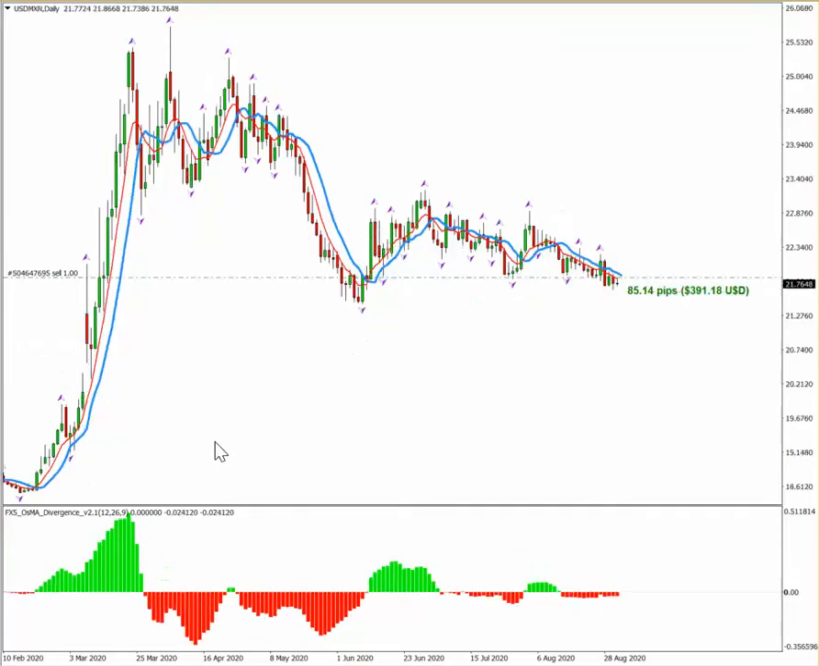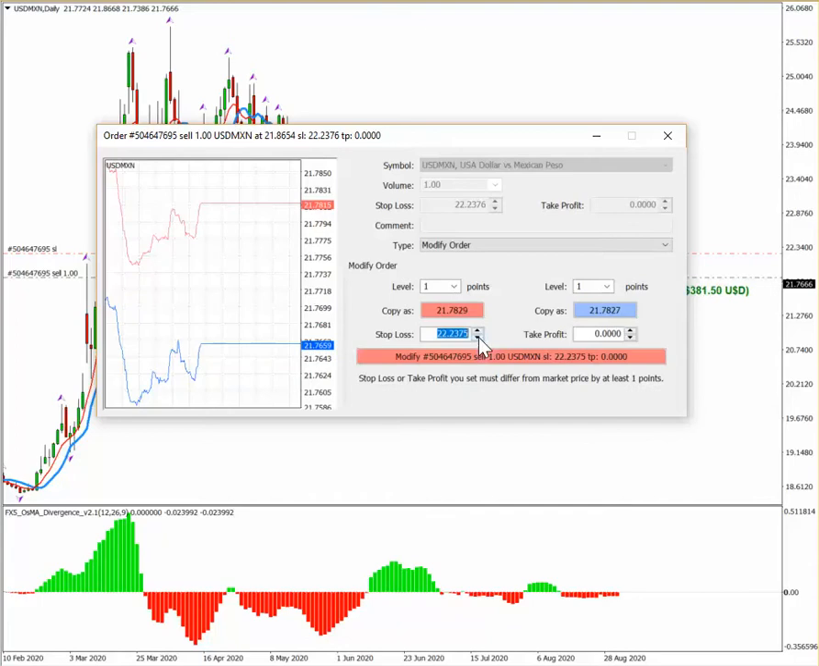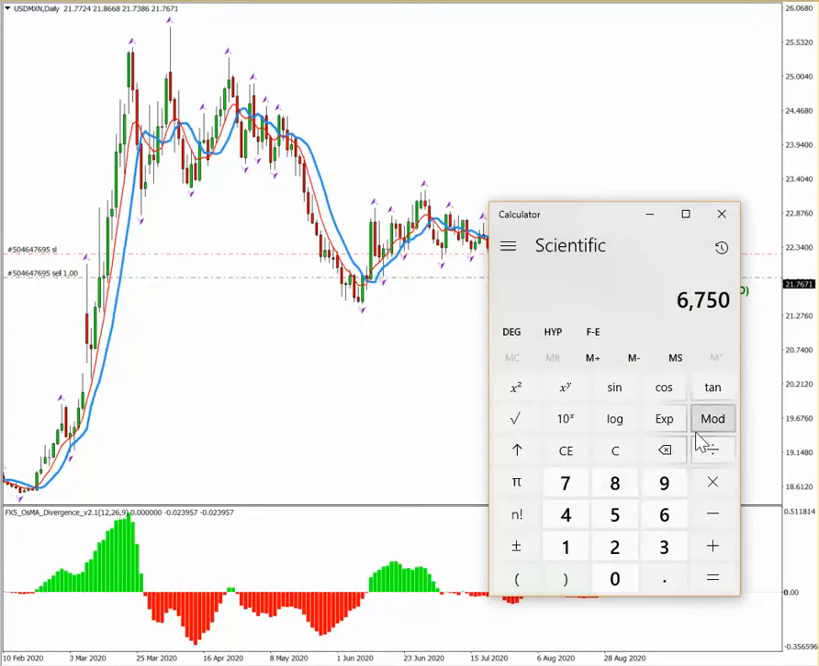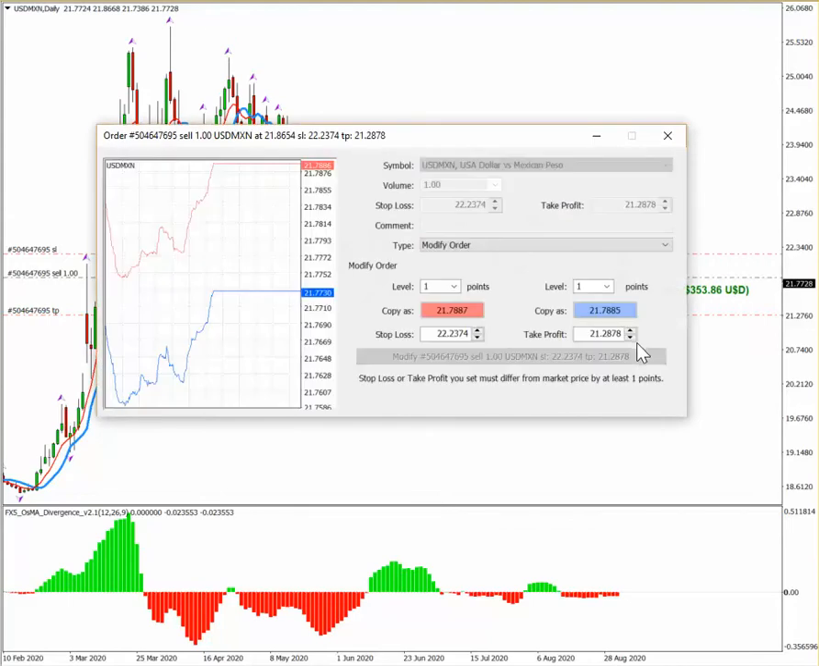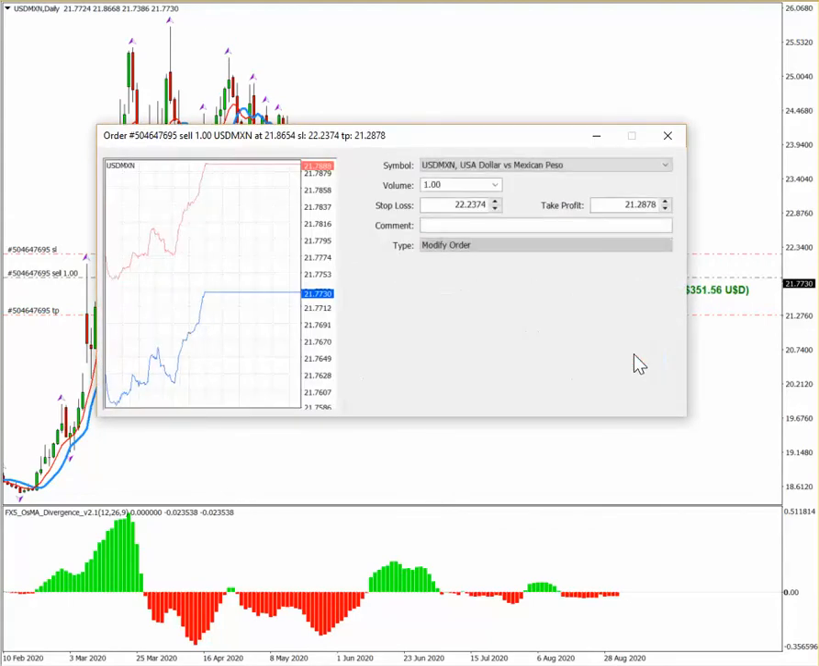And lastly, US dollar, Mexican peso. This one got triggered nicely, and it's going the way it should. Let's put the stop loss here at 37.20. So that means our target is going to be 55.80. So let's move this to 55.80. And that's it.